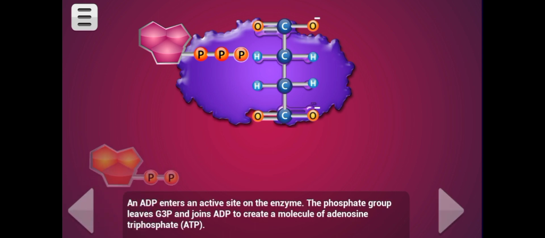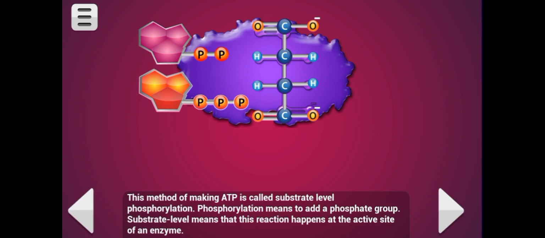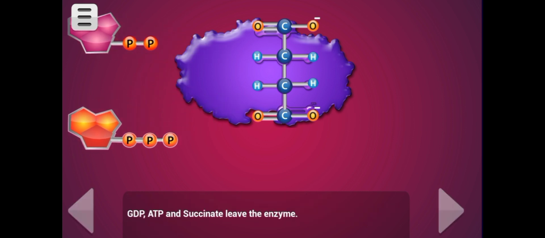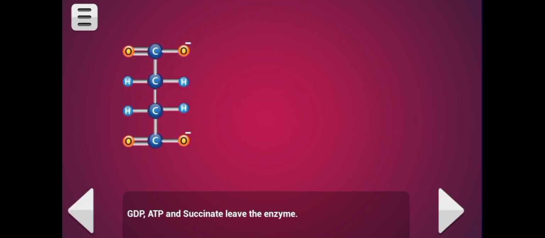Then, an ADP enters an active site on the enzyme. The phosphate group leaves the GTP and joins the ADP to create a molecule of adenosine triphosphate or ATP. This method of making ATP is called substrate-level phosphorylation. Phosphorylation means to add a phosphate group. Substrate level means that this reaction happens at the active site of an enzyme. The GDP, ATP, and succinate now leave the enzyme.